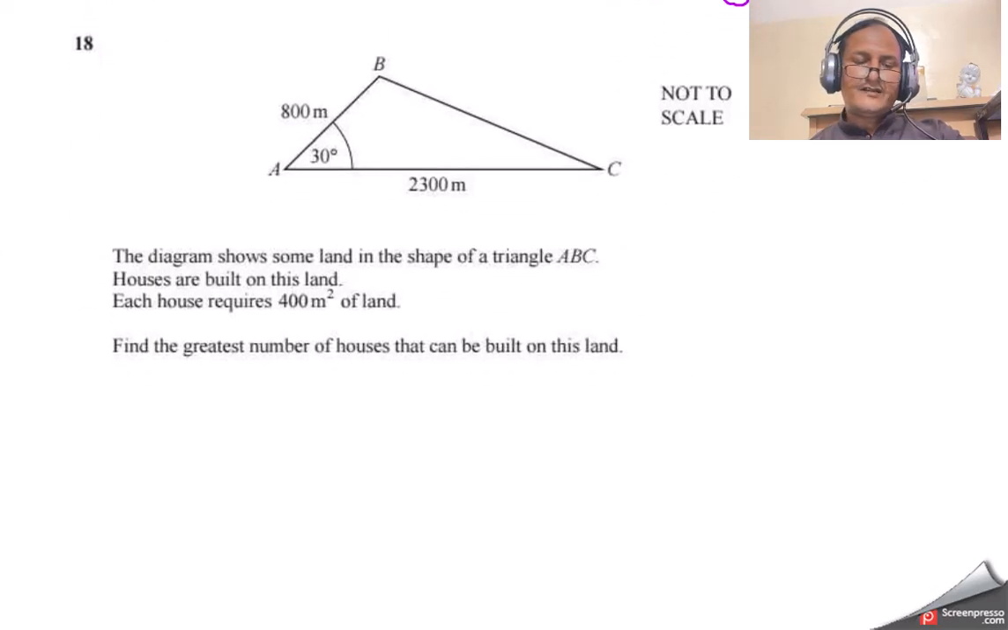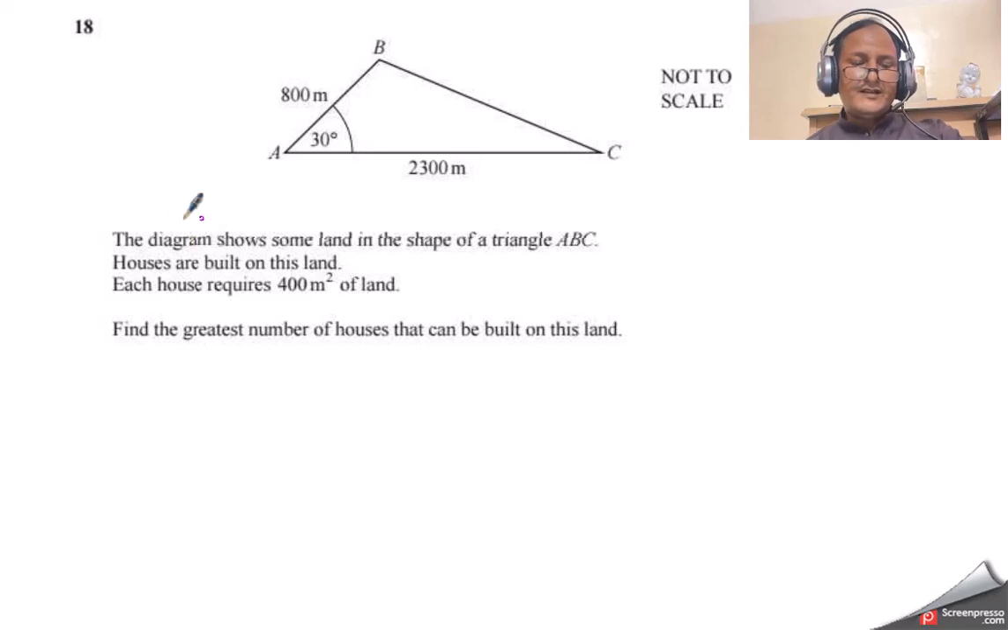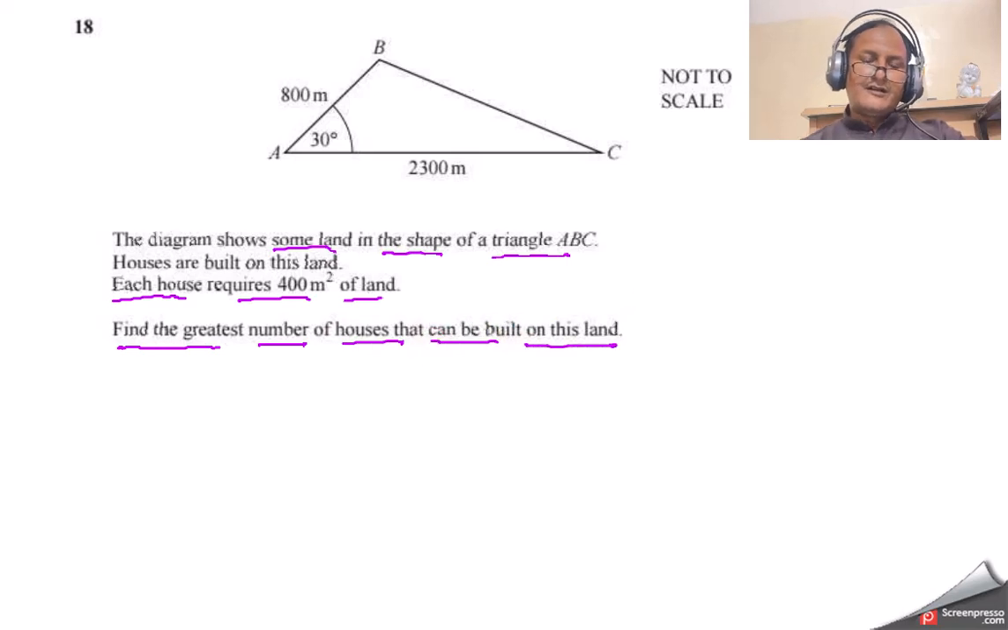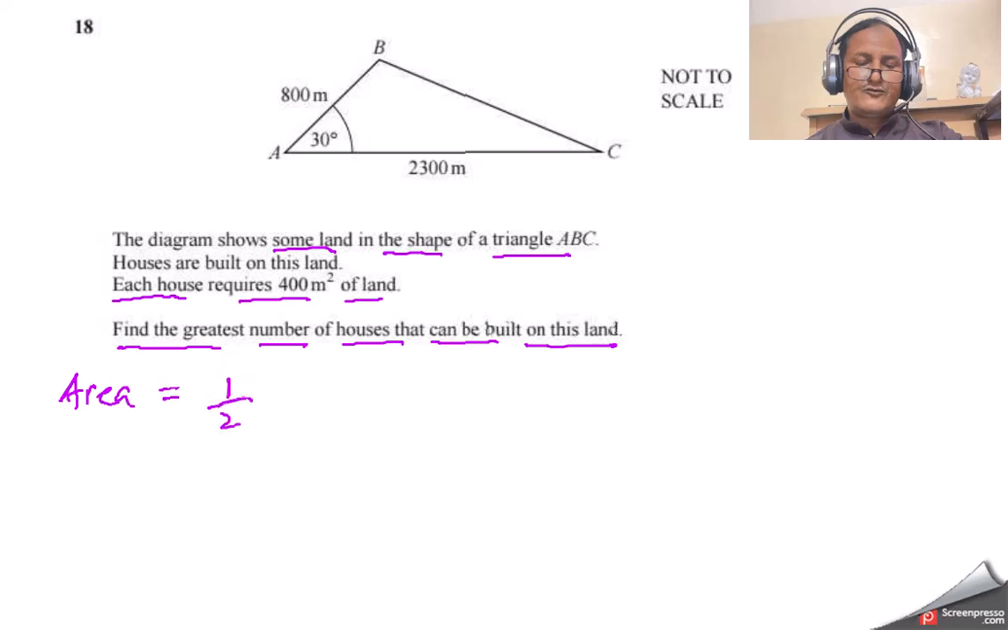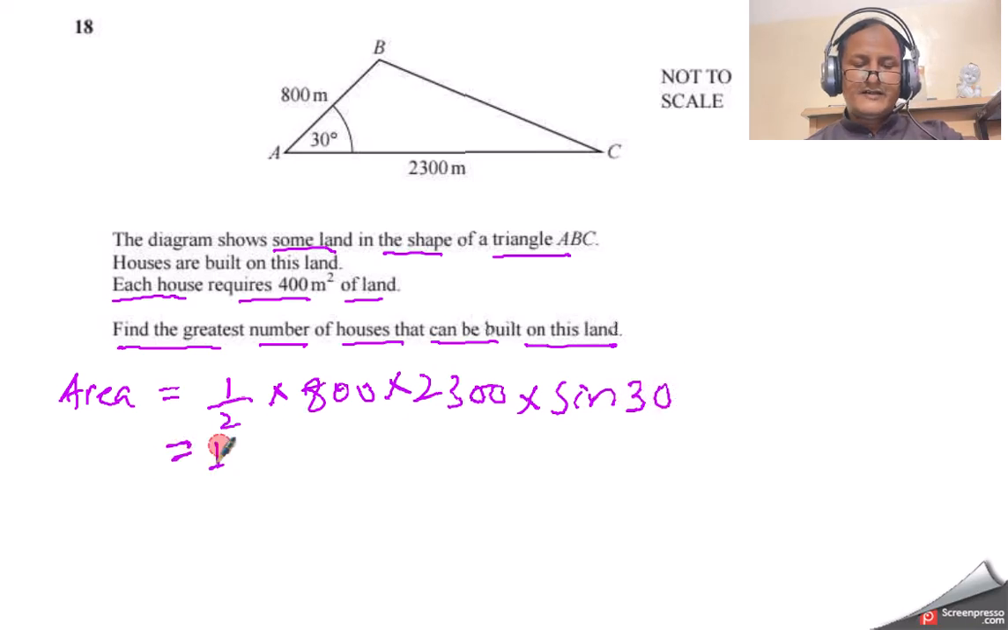Okay, now question number 18. The diagram shows some land in the shape of a triangle ABC. Houses are built on this land. Each house requires 400 square meters of land. Find the greatest number of houses that can be built on this land. We're supposed to find the area of the triangle, then check the number of houses. Area is 1 by 2 times 800 times 2300, the included sides, times sine of the included angle, that is sine 30.